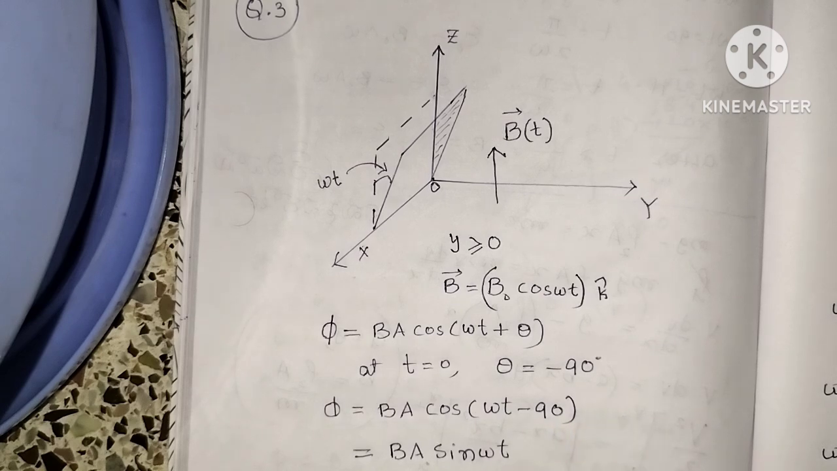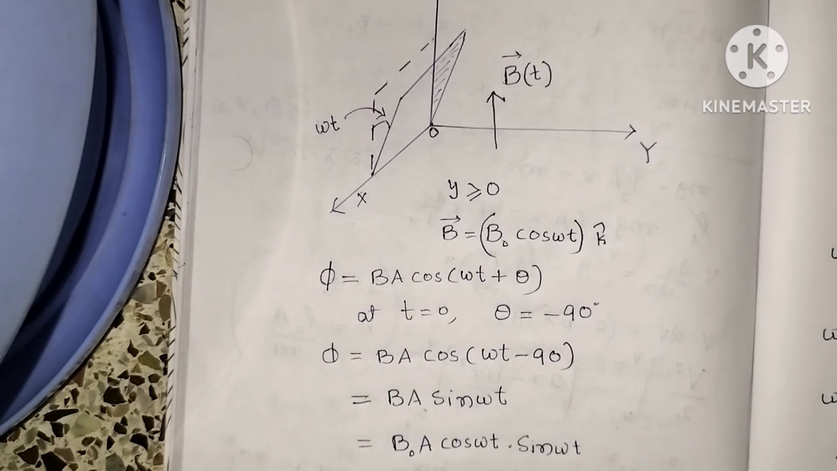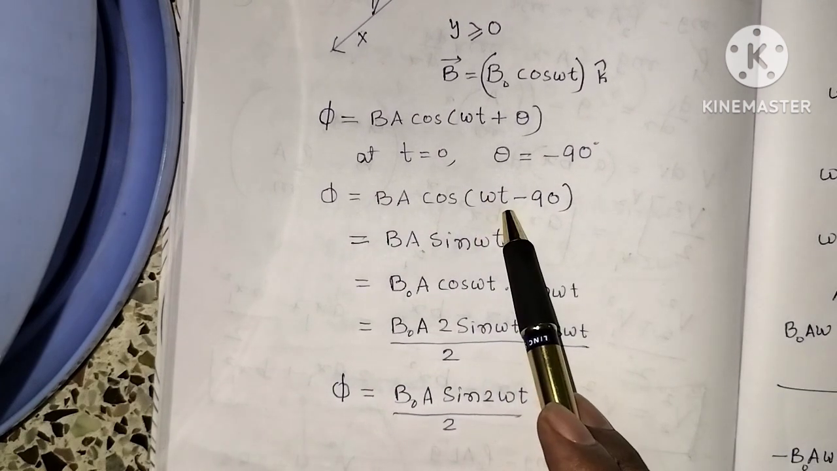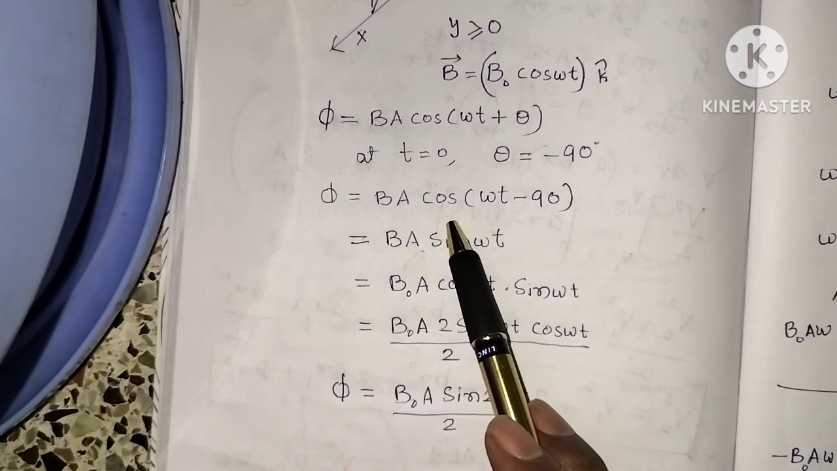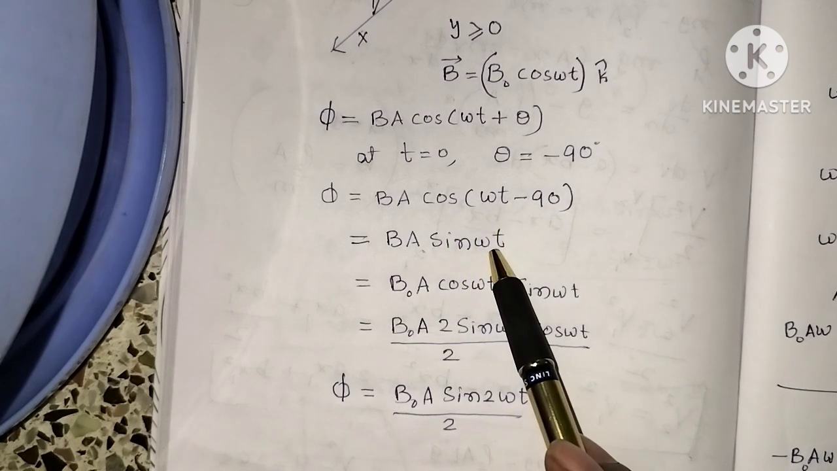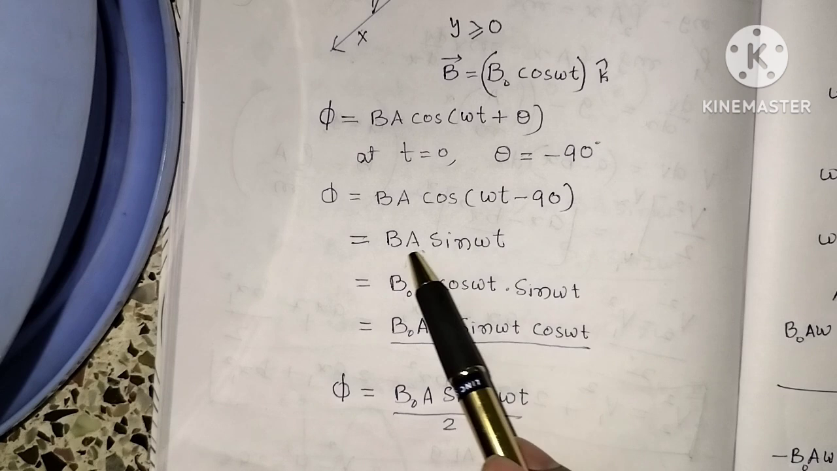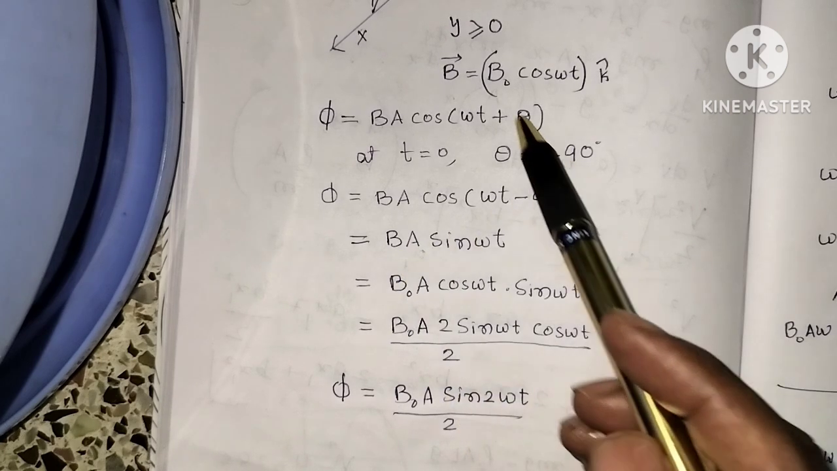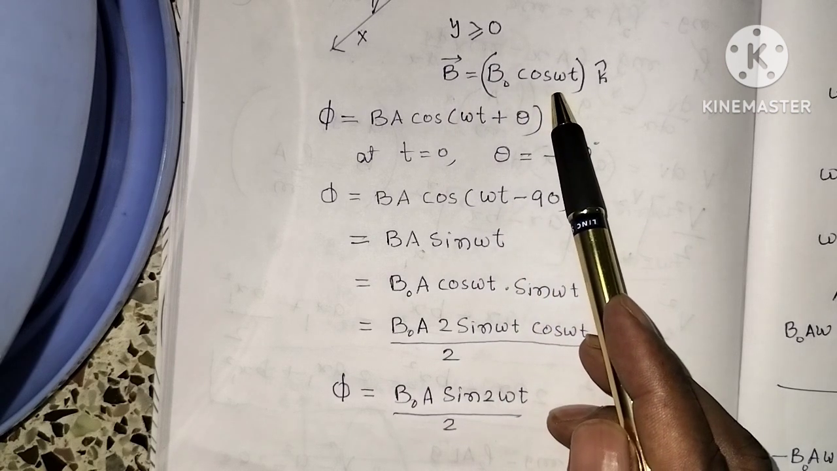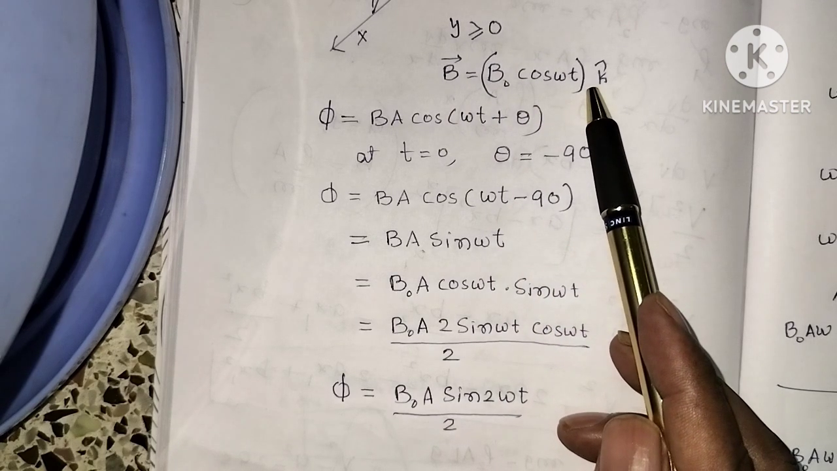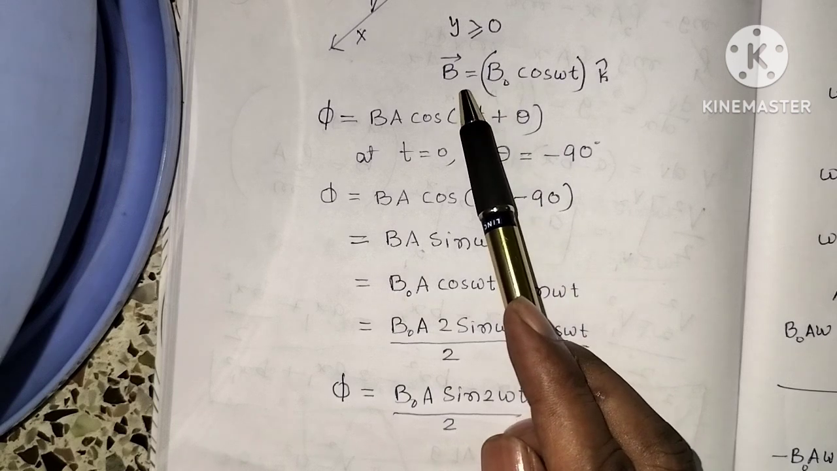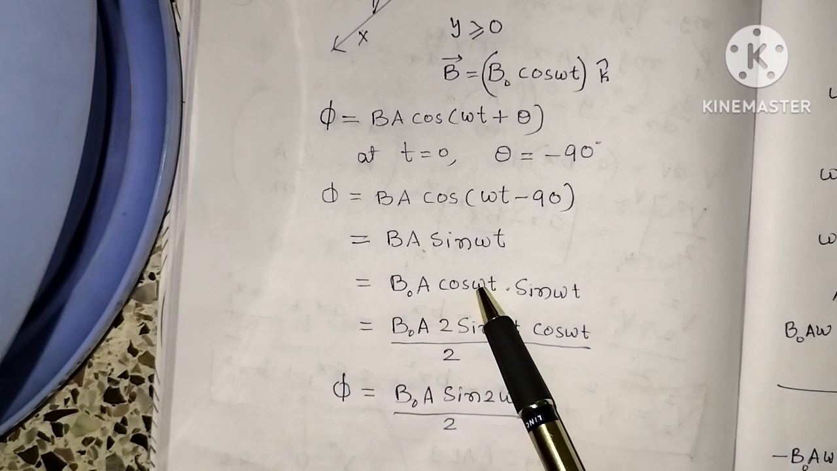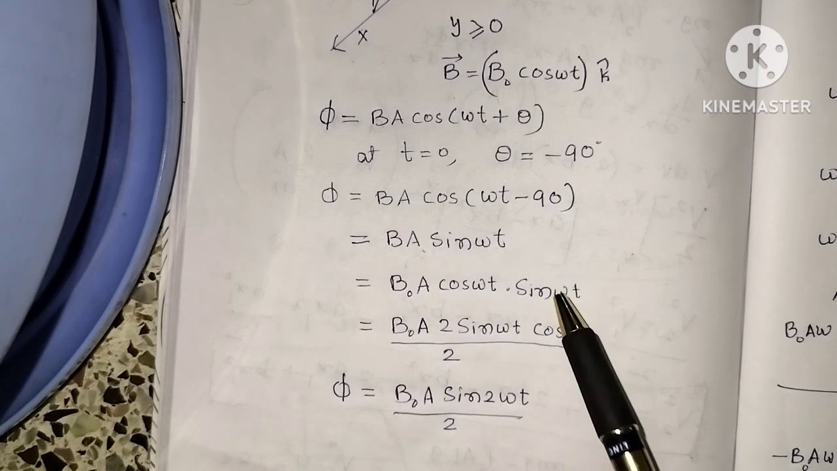Cos of minus theta is equal to cos theta. So you can write cos(90 minus omega t) also. Cos(90 minus omega t) is sin omega t. So you will get BA sin omega t. But B is not a constant. B is changing with time. It is given like this: B is equal to B naught cos omega t along positive z direction. So I can substitute the magnitude here, that is B naught cos omega t. So B naught cos omega t, A sin omega t.